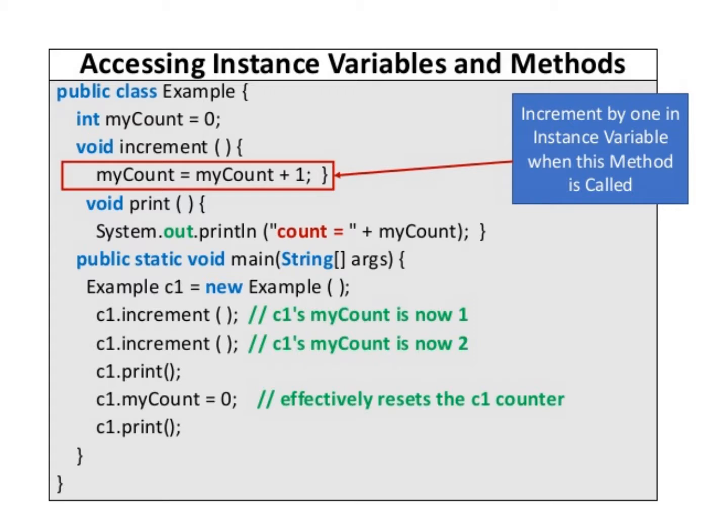Now the definition includes that main is a static method and we need to call the non-static member myCount and the non-static method increment from main. Therefore, we need to create an object of the class example. Here, example c1 = new example is the object creation statement and the object created is c1.